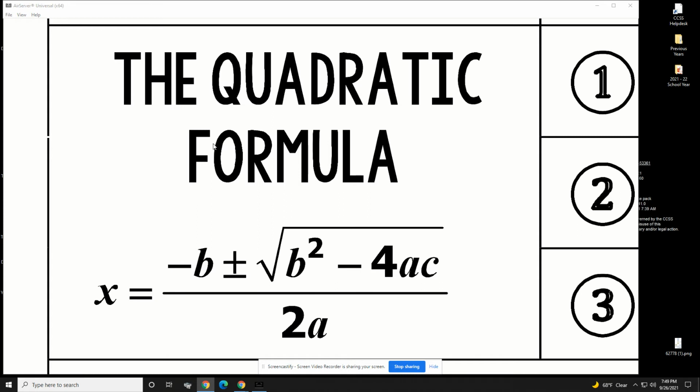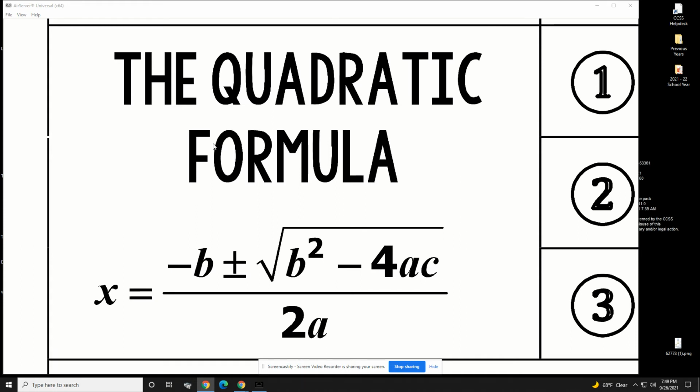But anyways, here's the quadratic formula. You do not have to have this memorized by Thursday's test, but I would definitely recommend you memorize it as quick as possible. The quadratic formula always works when you're solving for the quadratic equation. Here's how it goes. Negative b plus or minus the square root of b squared minus 4ac, and all of it is divided by 2a. Negative b plus or minus the square root of b squared minus 4ac divided by 2a.